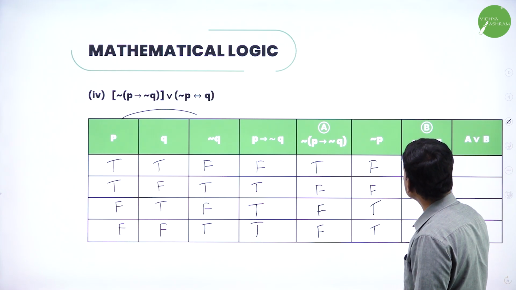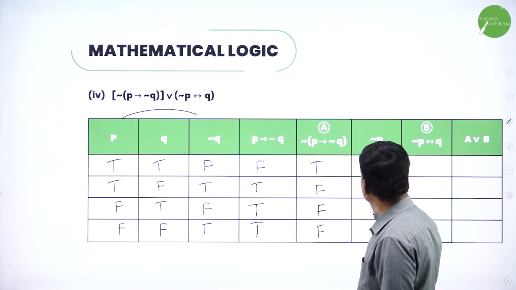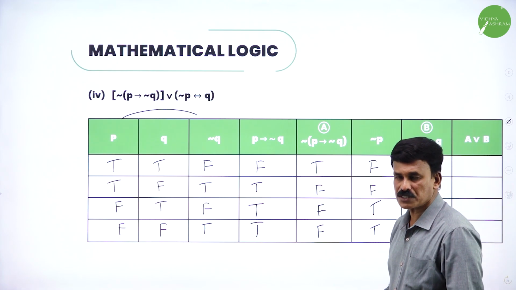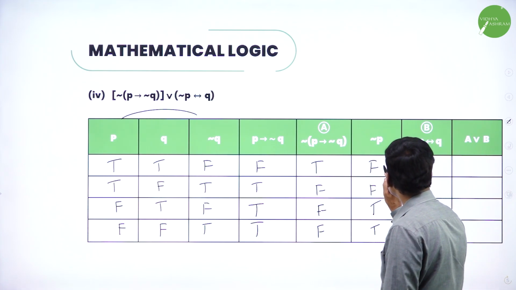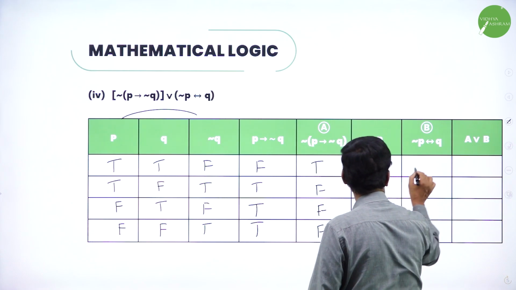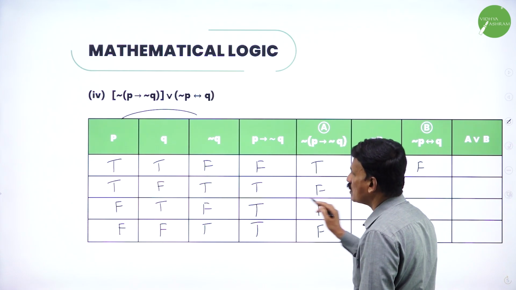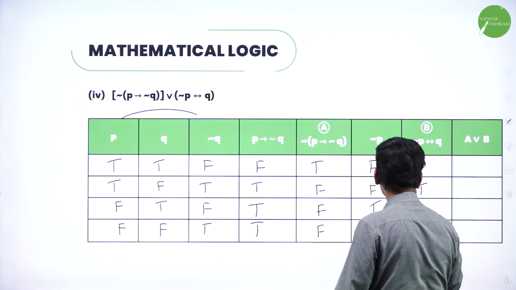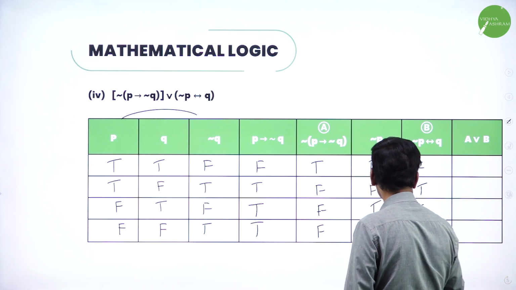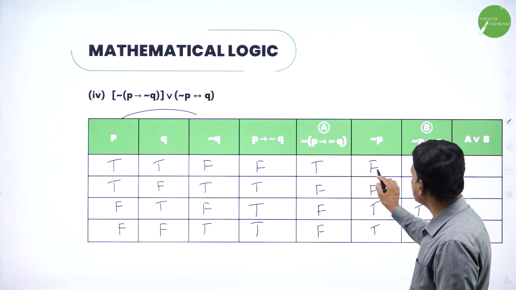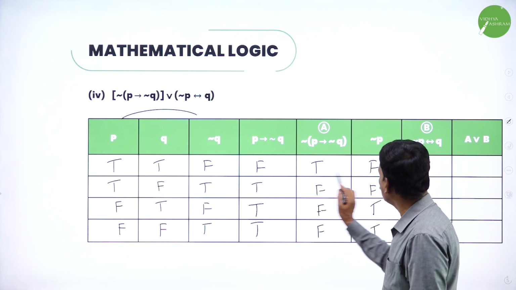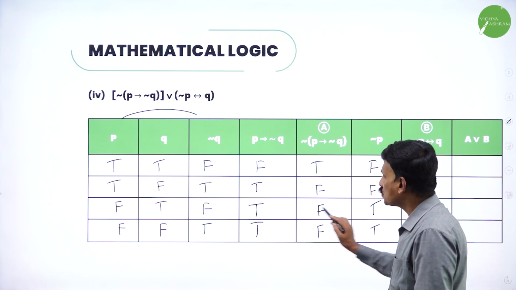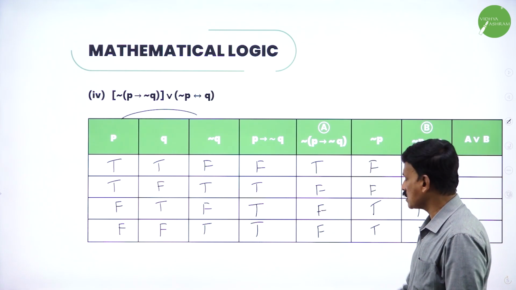Now, the biconditional for negation P and Q, the biconditional for these two. In case of biconditional, true and true is true, false and false is also true. In other cases, it is false. So, negation of false and true is false. Again, false and false is true. Again, true and true is also true. Again, true and false is false. So, the biconditional for these two, negation P and Q: false and true is false, false and false is true, true and true is true, true and false is false.